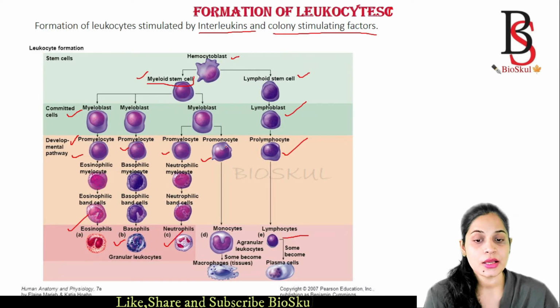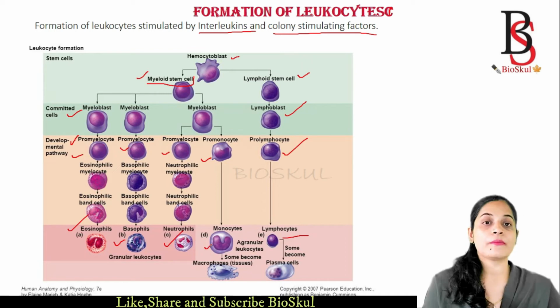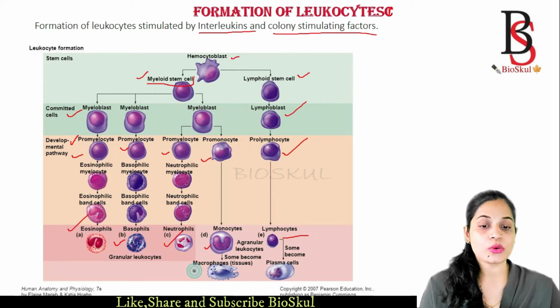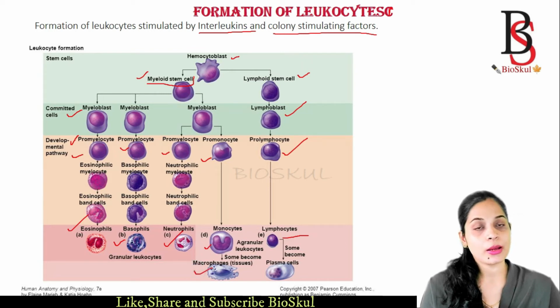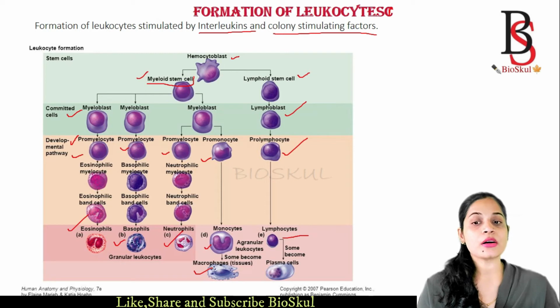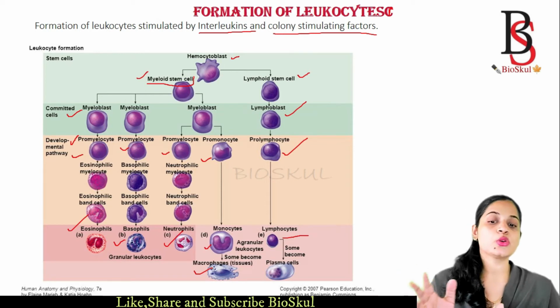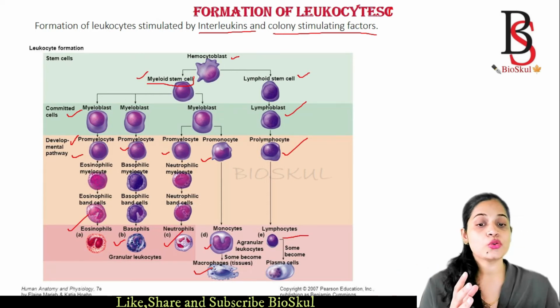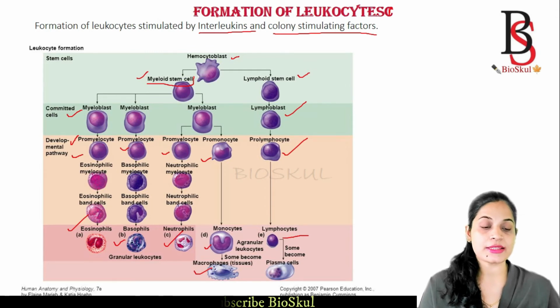So eosinophilic myelocyte gives rise to the eosinophils, basophilic myelocyte gives the basophils, and the neutrophilic myelocyte gives the neutrophils. Whereas the promonocytes give the monocytes. Then the monocyte, when it leaves the blood circulation and is in the tissue, becomes the macrophage. So the lymphocyte forms from the lymphoid stem cells, whereas the other leukocytes like eosinophils, basophils, neutrophils and the monocytes are formed from the myeloid stem cells.